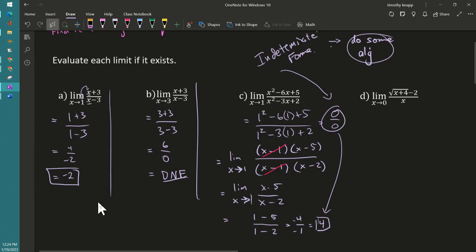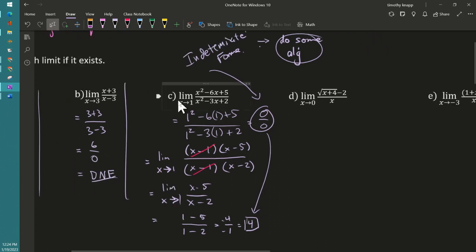Okay, so take a look here. I've got 3 different cases. I plug the number in, and I get a number. Done. Put a box around it. I plug the number in, and I get a 0 in the denominator and a number on the top. You say it does not exist. I plug the number in, and I get a 0 over 0. Do some algebra. You might say, what kind? I don't know. You're going to have to try something. Once you do some algebra, things generally simplify, okay? And guess what? Usually the thing that simplifies is the thing that was causing trouble.